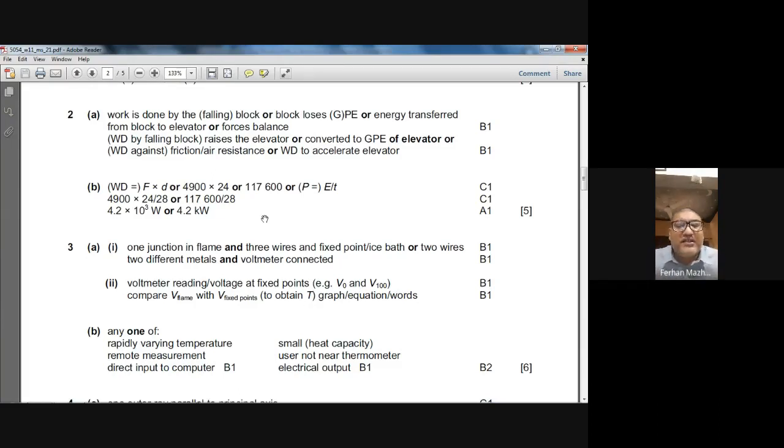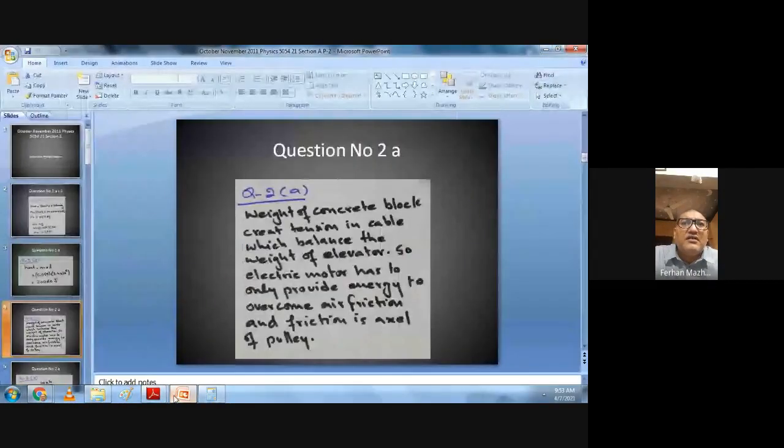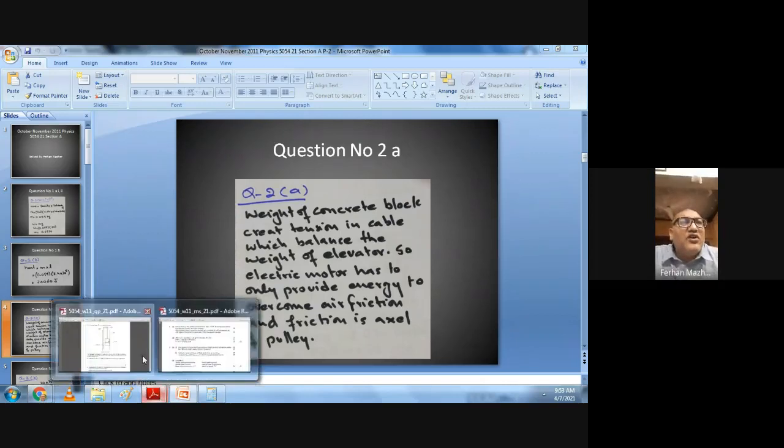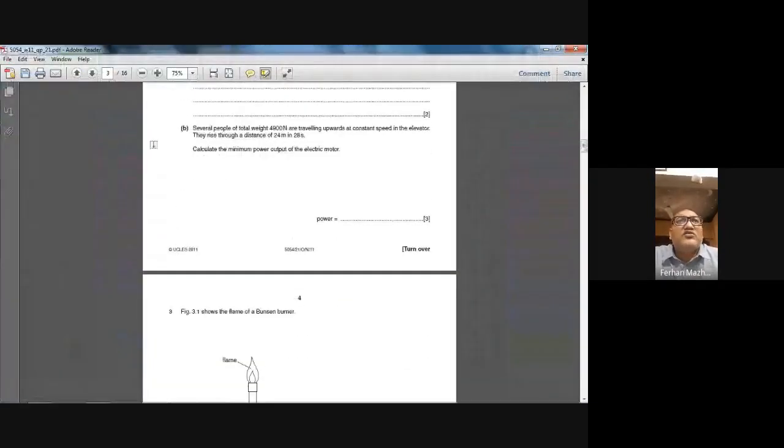The answer I have written, I think that will be good. You can also write a good answer. So the electric motor has to only provide energy to overcome air friction and friction in axle or pulley, or it only has to provide the energy to accelerate the elevator. You can add this point also. The electric motor only has to provide the energy to accelerate the elevator. So let's go to the next part. It was my 2-mark question.